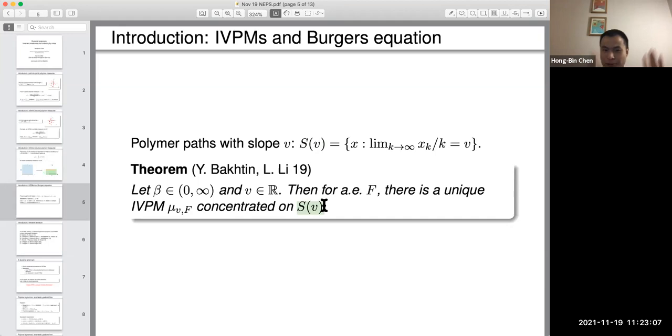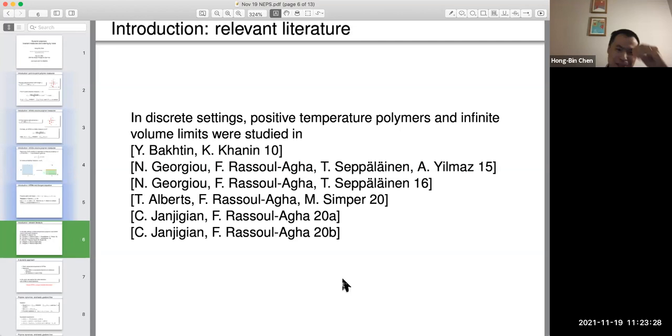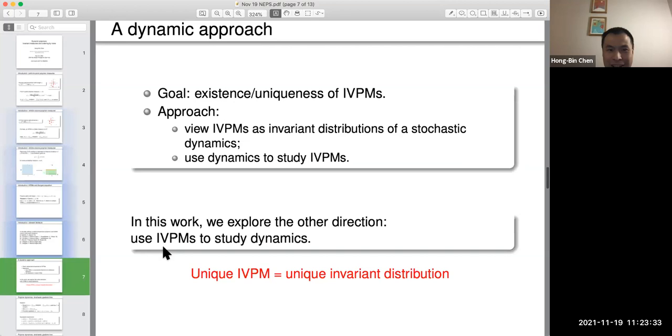Again, there's a huge literature on polymer models, and here I listed those for the infinite volume ones, and some of them are in the discrete setting. Because of the time constraints, forgive me for not going deeper into these works. So back to our work here.